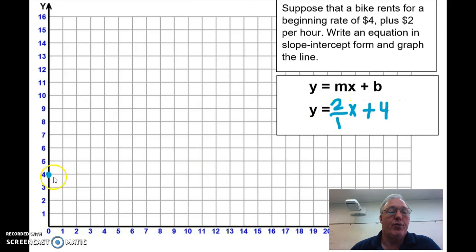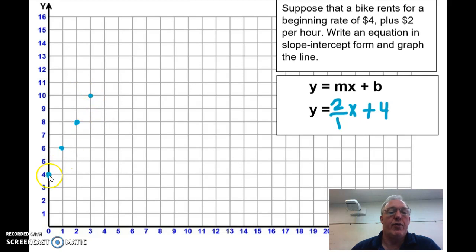So we started at 4. We already put that down. And our rate is a slope of 2 over 1. So we rise 2. See, I always start with my cursor right on the dot. And I go up 1, 2, and I go over 1. Put a dot. Up 2 over 1. Up 2 and over 1.